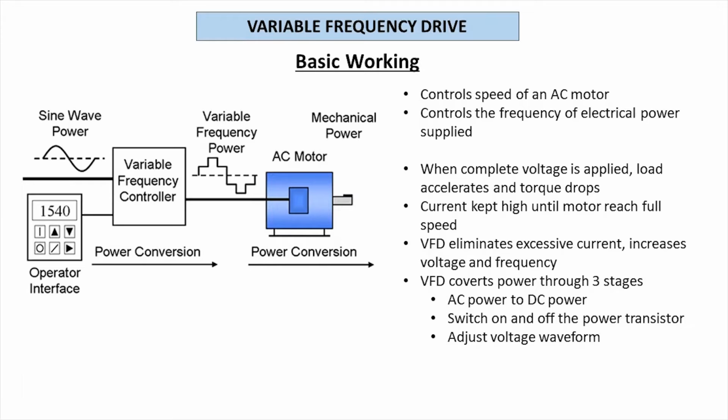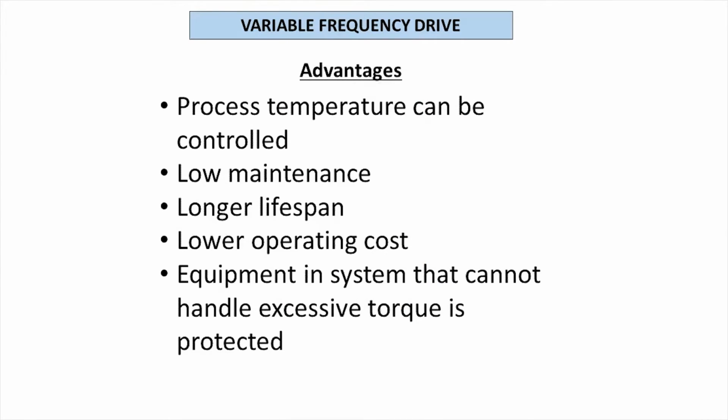A VFD converts power through three different stages. First, AC power is converted to DC power, followed by the switching on and off of the power transistors, causing a voltage waveform at the desired frequency. This waveform then adjusts output voltage according to the preferred designated value. And the advantages of using VFD can also be seen in this video.